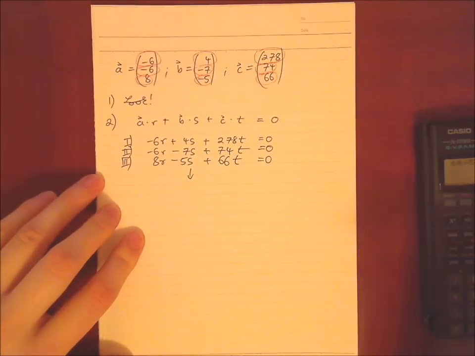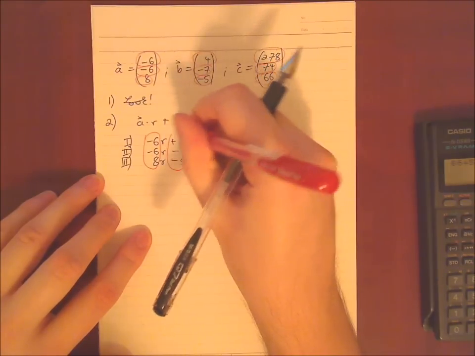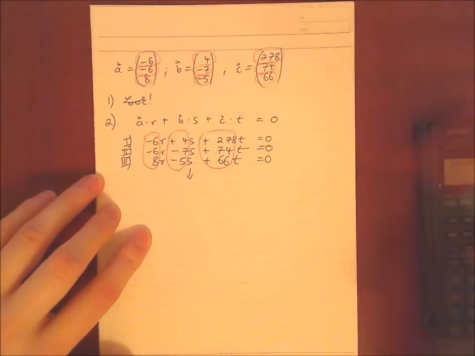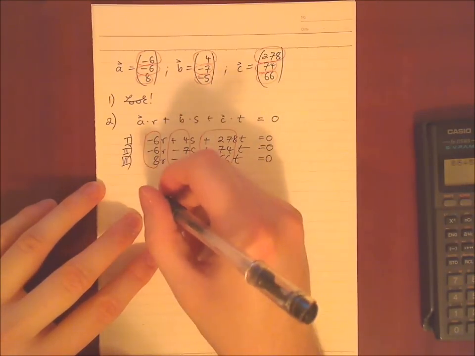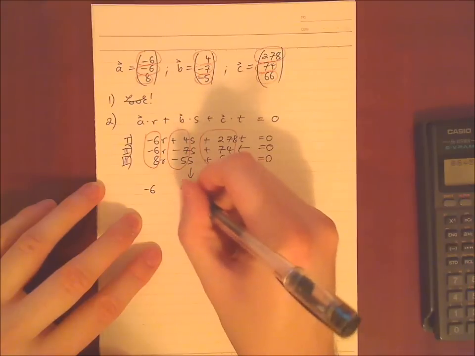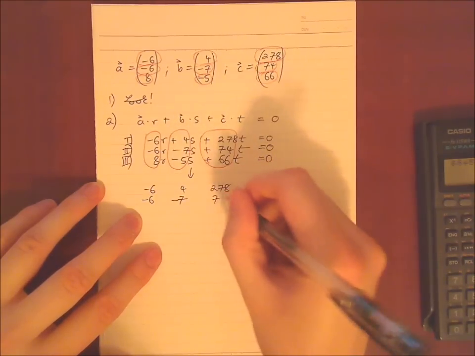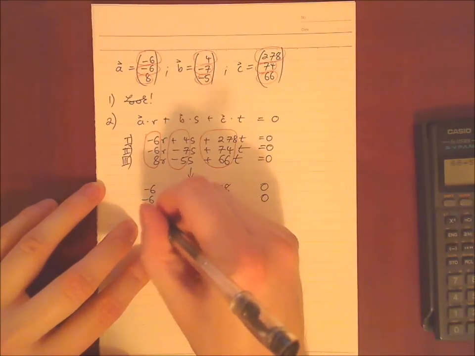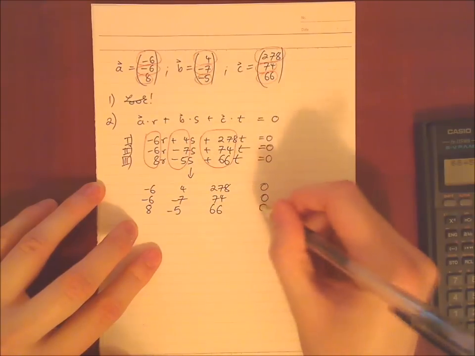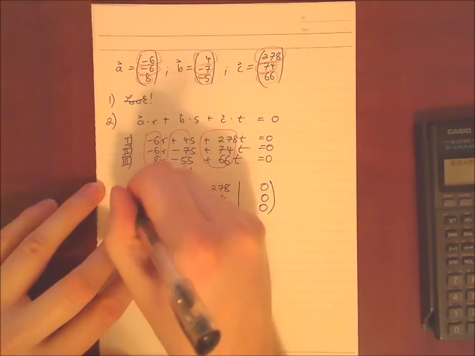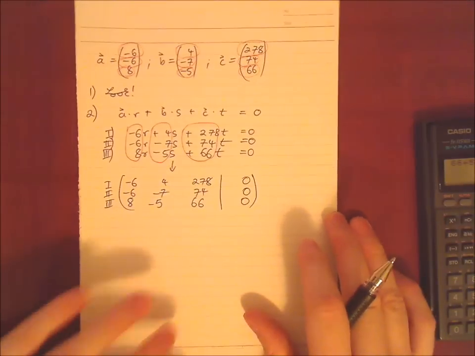Then I transform it into a matrix again. You see, here I also need to take the minus sign. It is also important to take it with you in the matrix. We have minus 6, 4, 278, 0; minus 6, minus 7, 74, 0; 8, minus 5, and 66, 0. Then we have our matrix, and then we can start to solve it.